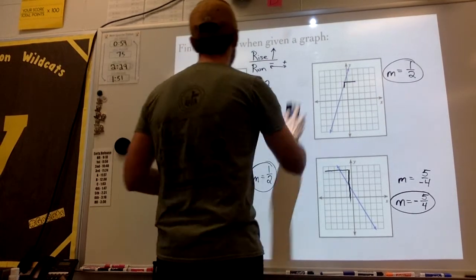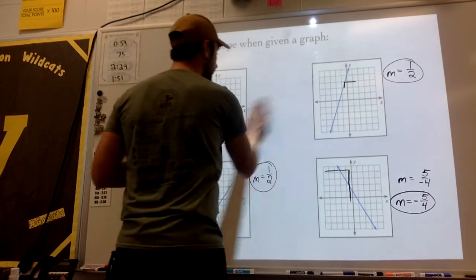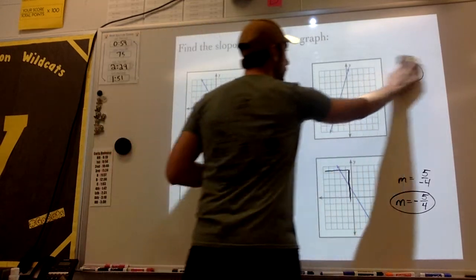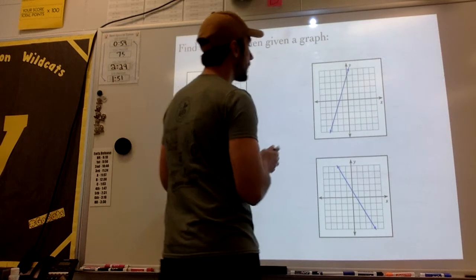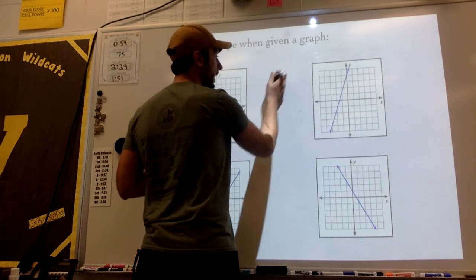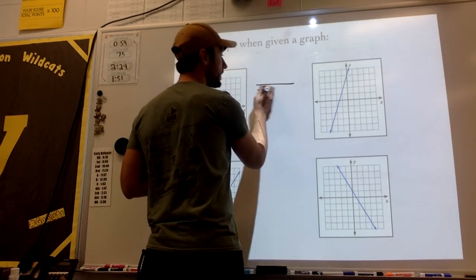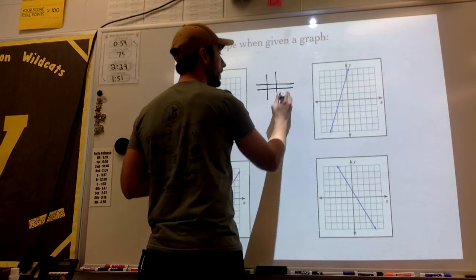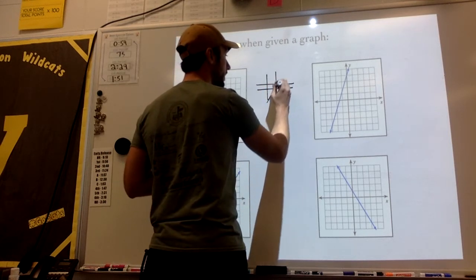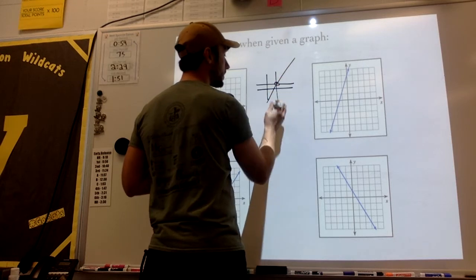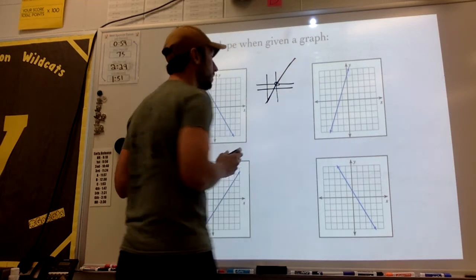Not always will you be given those points on the line to find slope. You will have to find your own points to do that. And when I talk about your own points, if this is the grid of the graph, where a line crosses through, where all 3 of those lines intersect, that's what a good point is.